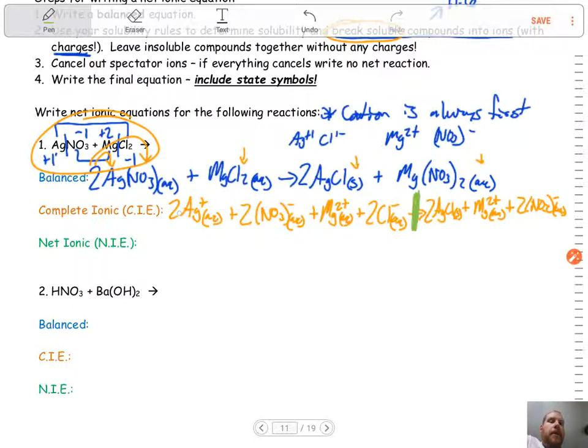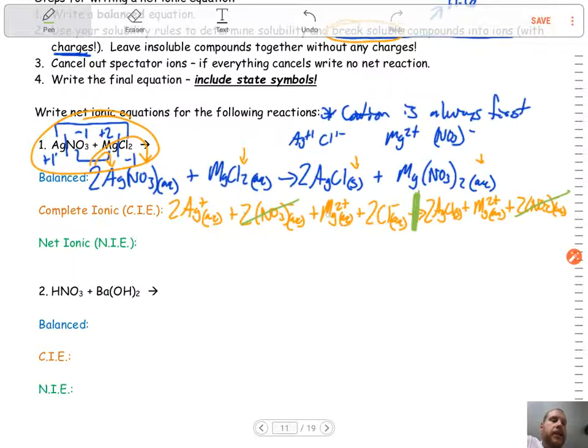So let's start with my first ion. I've got 2 silver plus aqueous. Do I see 2 silver plus aqueous over here? I do not, so I'm going to leave that. Move on to my next ion. Do I see 2 NO3 in parentheses minus aqueous? I do, so I'm going to cross that out. And you need to actually physically draw a line to cancel them out.